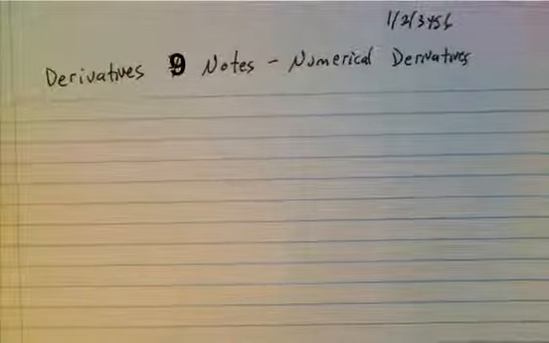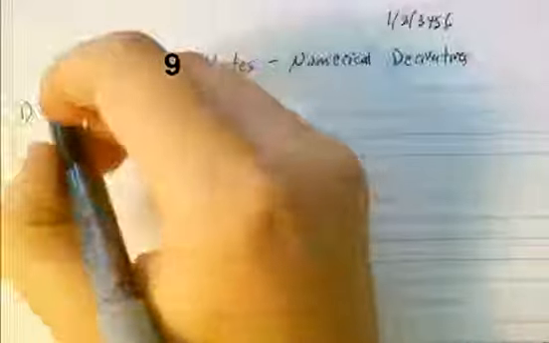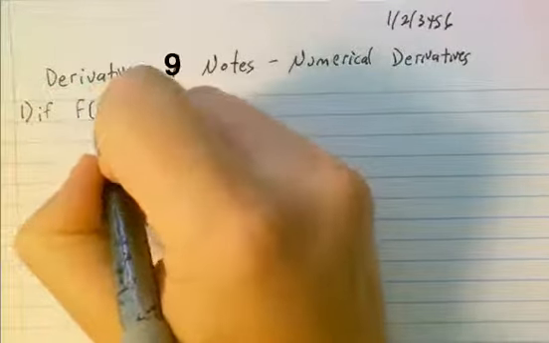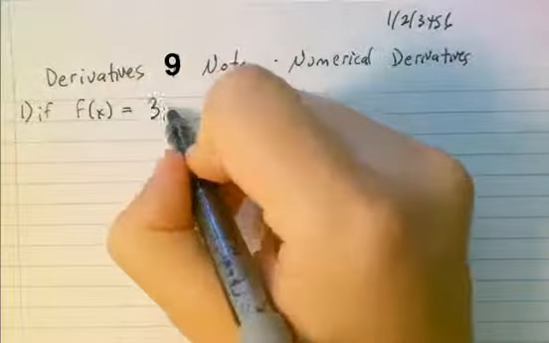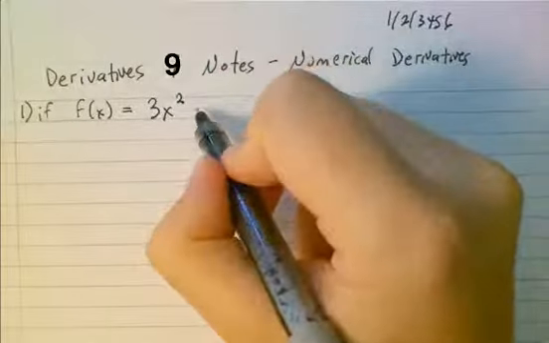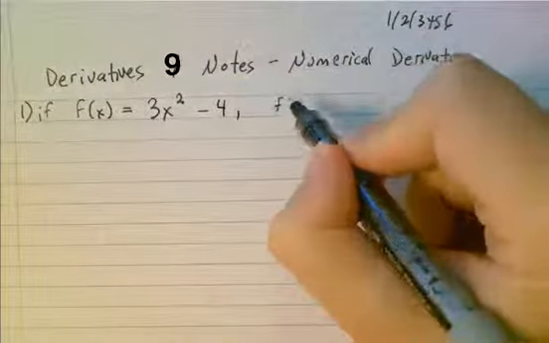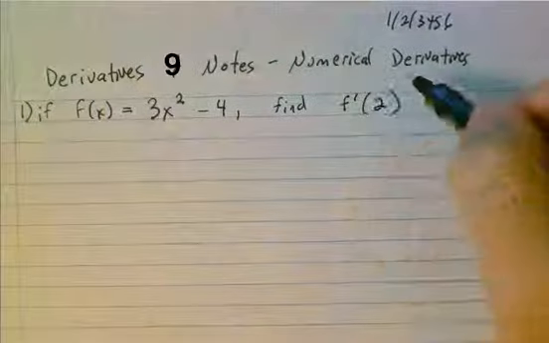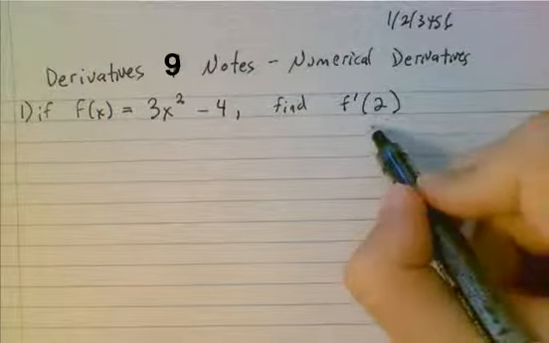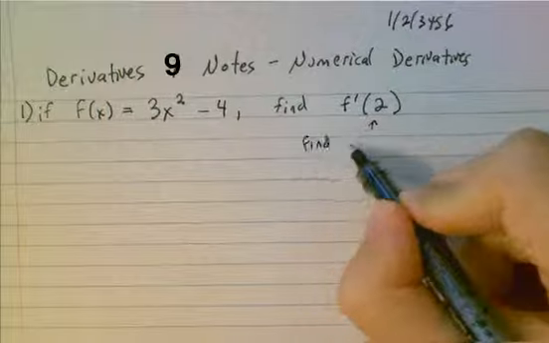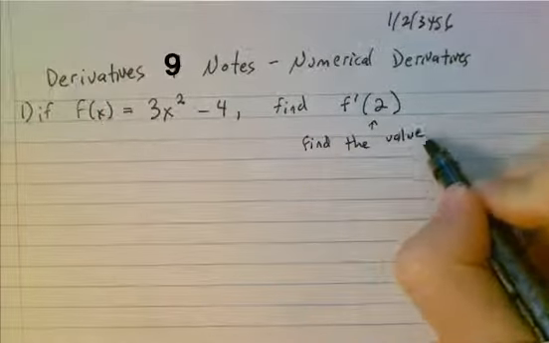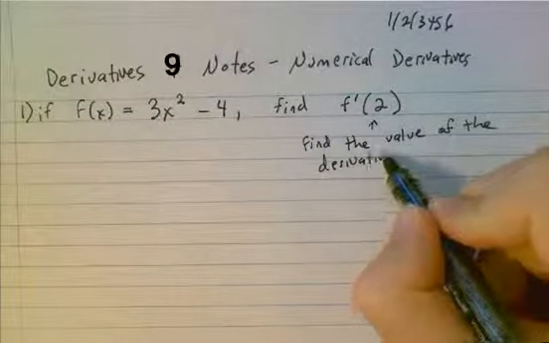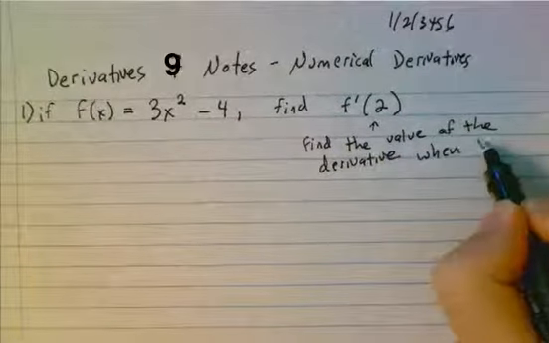So let's start off with a problem. Let's say our first problem is that we know that f of x is 3x squared minus 4, and we want to find f prime of 2. What this means is find the value of the derivative when x equals 2.